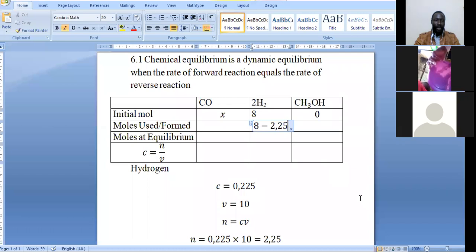So what is this going to be? Well, this is going to be 8 minus 2.25. That gives me what? What I'm being given here is 5.75. So this is what we have here: 5.75. All right, any question up to that point? What we basically did is we used the information someone had already given us here. Yes, it's 5.75. Thanks for that.